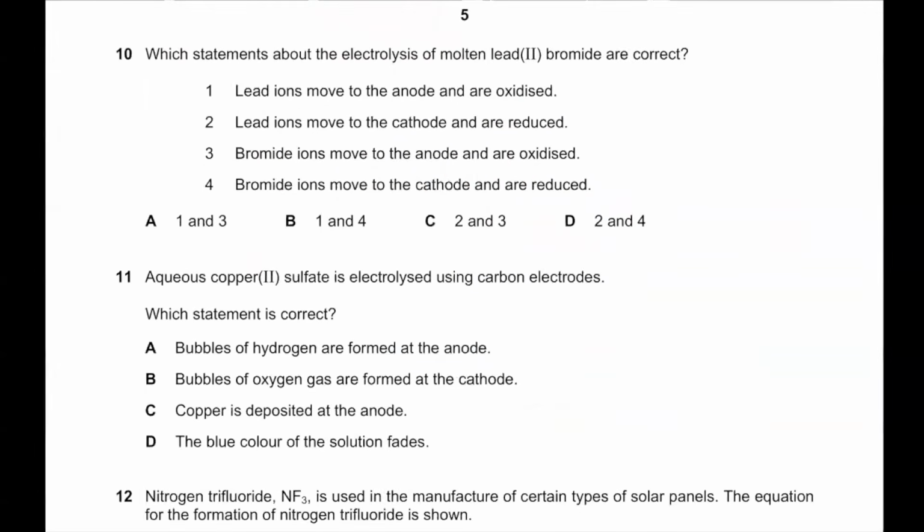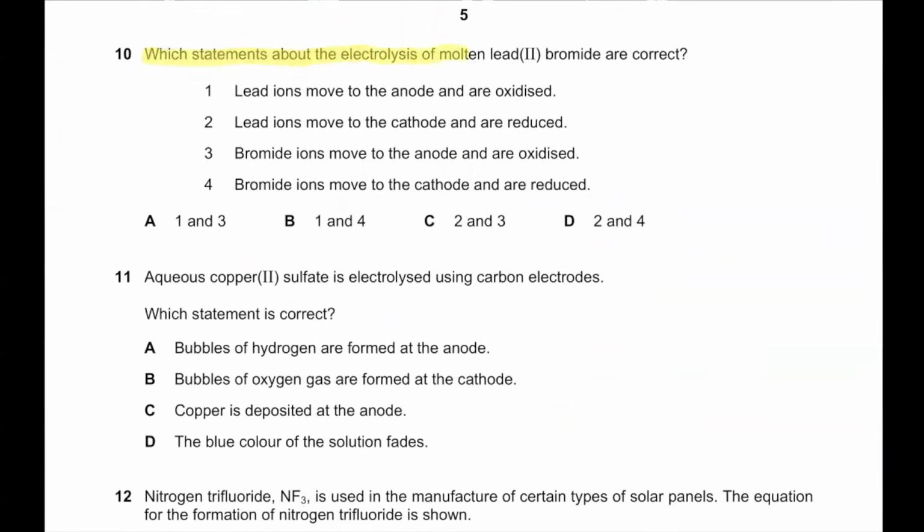Question number 10. Which statements about the electrolysis of molten lead(II) bromide are correct? Okay, so we are electrolyzing molten lead(II) bromide. We can already see that the lead is Pb2+, and the bromide is Br-. Now, the question says lead ions move to the anode.